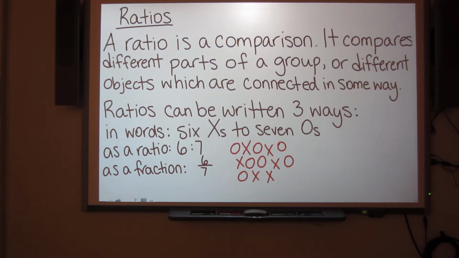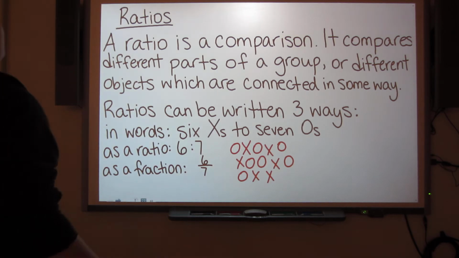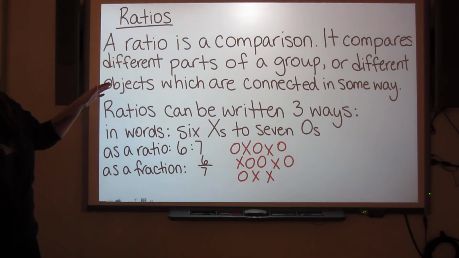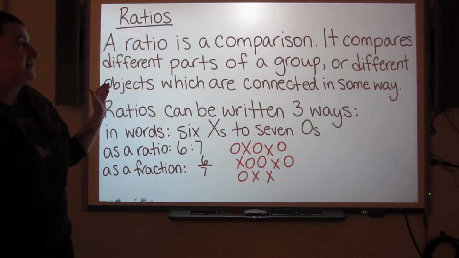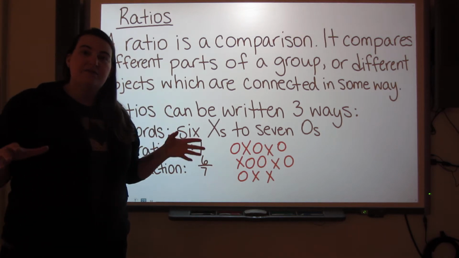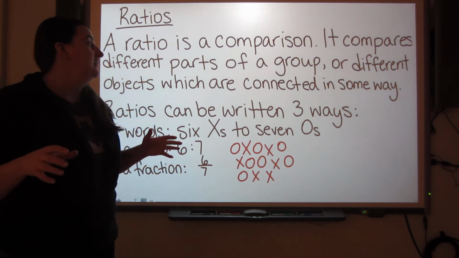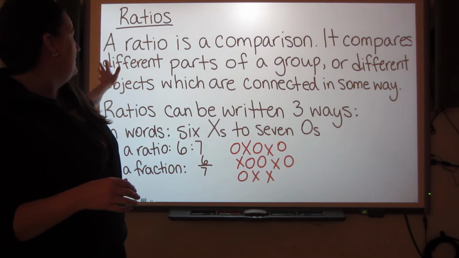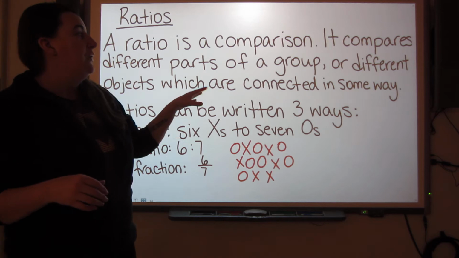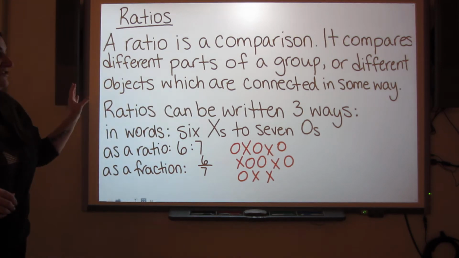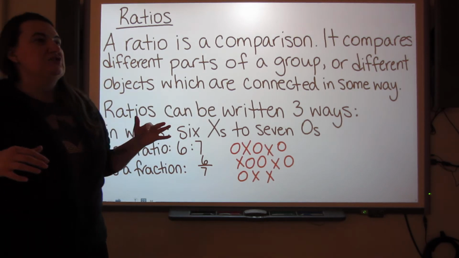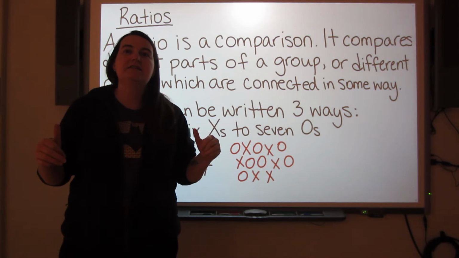All right, so let's get started. Ratios. Ratios are very similar to fractions. So a ratio is a comparison. It compares different parts of a group, just like with fractions where we were looking at parts of a group or part of a whole. Ratios, again, are looking at different parts of a group, or different objects which are connected in some way. It's usually just a way to compare things.